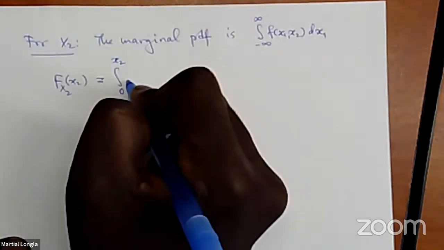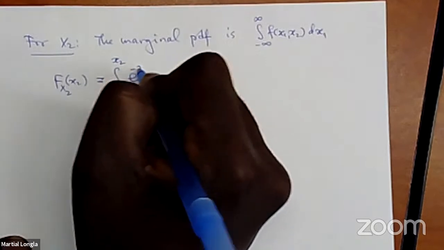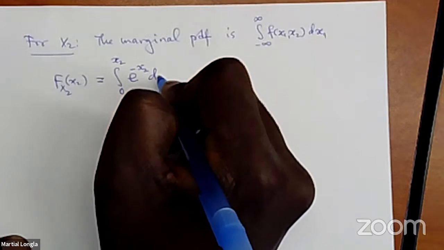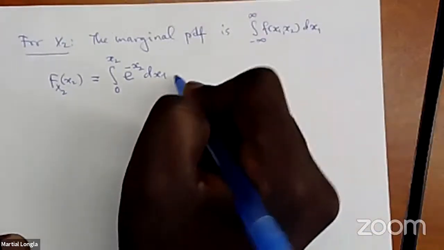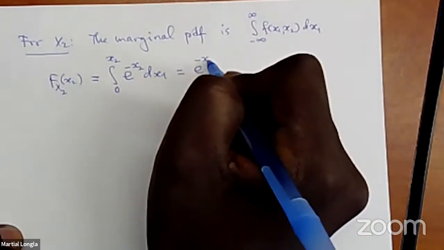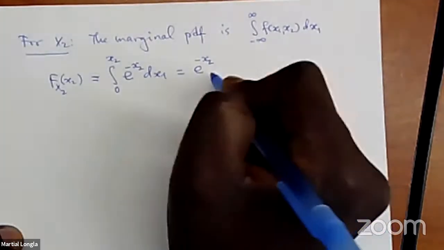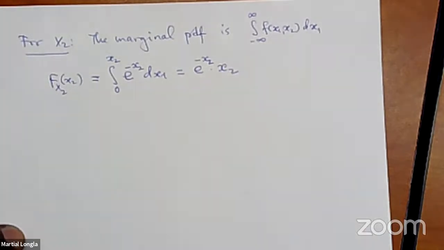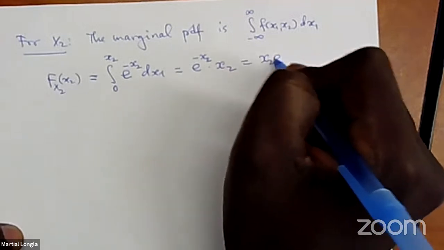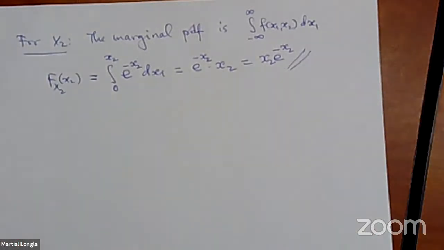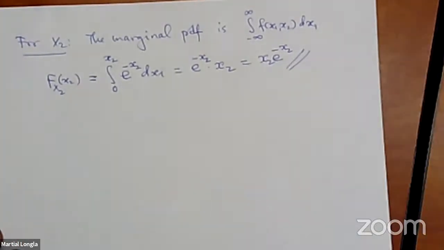And then after that, you put that function in, e to the negative x2, dx1. That's right there. And now this is so nice because x2 is no part of this integral, and the integral is just x2. So that is x2 e to the negative x2. That's the PDF. With the condition, what's the condition on x2?